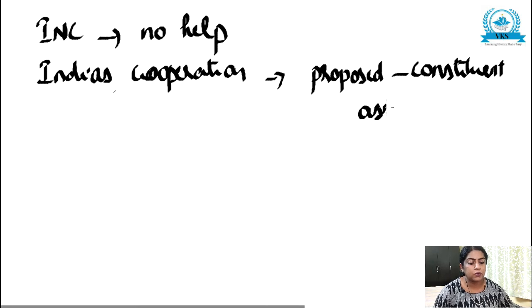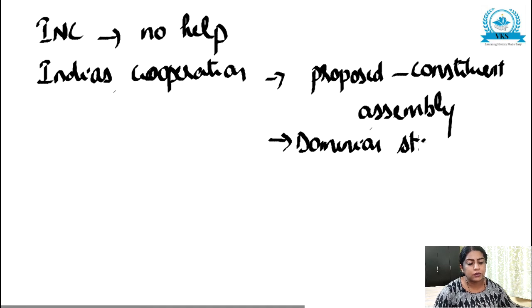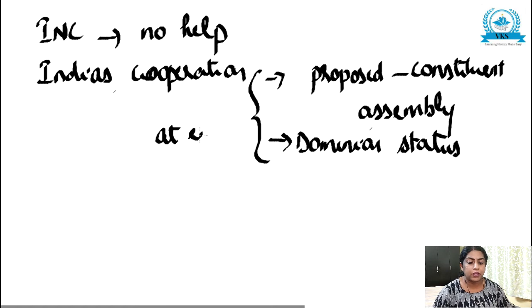That was one demand which was kept by the Congress. So Sir Stafford Cripps proposed that a Constituent Assembly can be formed and also to provide dominion status to India. But these two proposals would be implemented only at the end of the Second World War. So in order to achieve India's cooperation, he proposed the formation of a constituent assembly and dominion status to India, but only at the end of the Second World War.